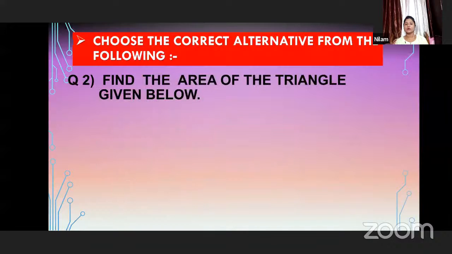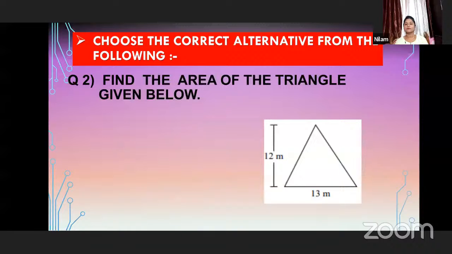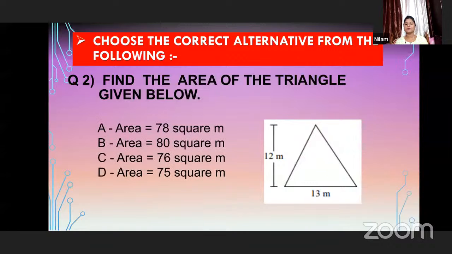Let's see the second question. Find the area of the triangle whose base is 13 and height is 12. See the options. You have to find the area of this triangle. Option number 1, 78 square meter. Very correct. The answer is correct. Excellent, beta.